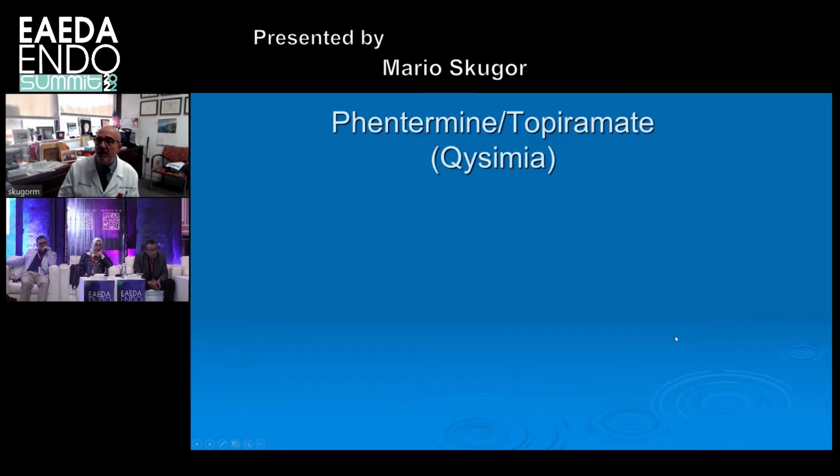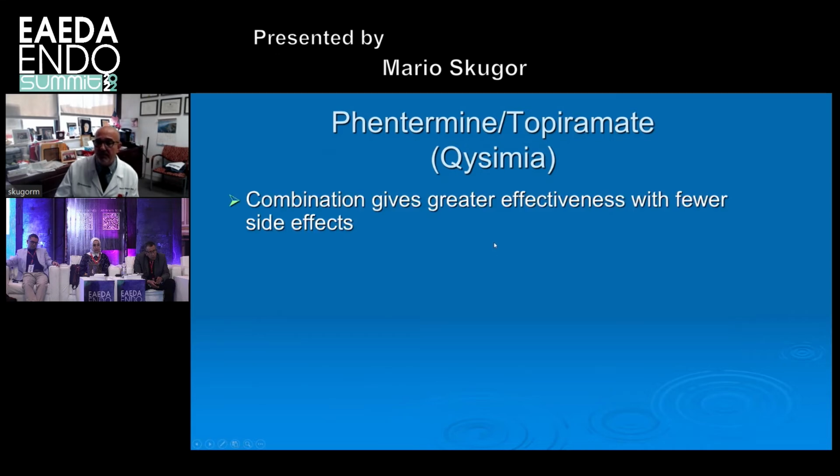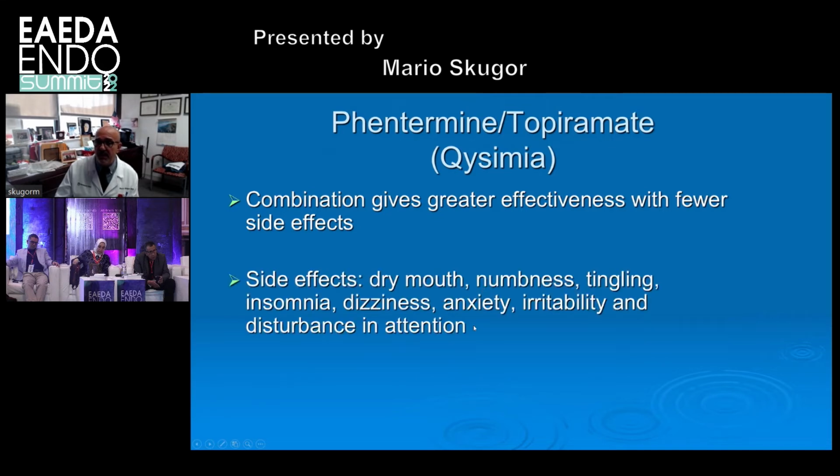Combination of phentermine with topiramate. Topiramate is a medication that's used for treatment of epilepsy, and it was during these treatments that it was noted that the people who are treated with topiramate do lose weight. Now, if you use high dose topiramate, people will lose some weight, but there is frequently mental confusion associated with it. So in combination with phentermine, where you can use both drugs in a lower dose, there is a synergistic effect. This combination gives greater effectiveness with fewer side effects.